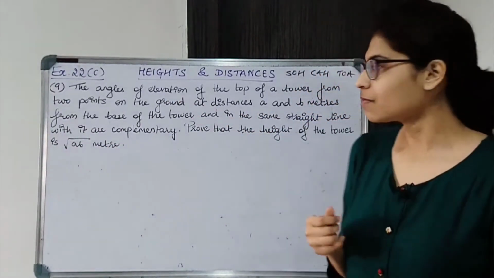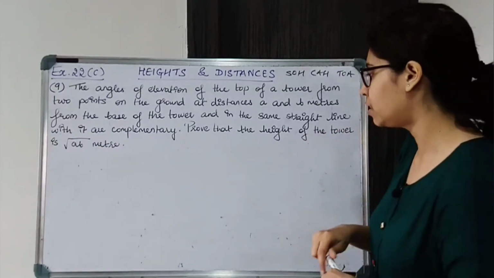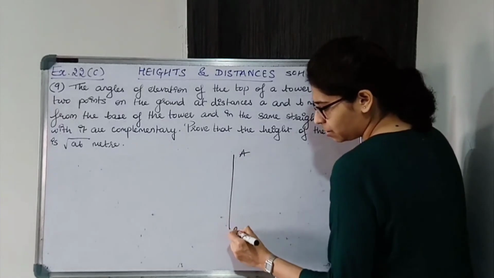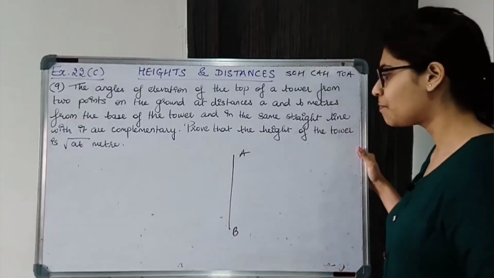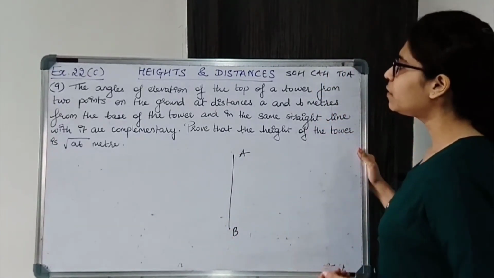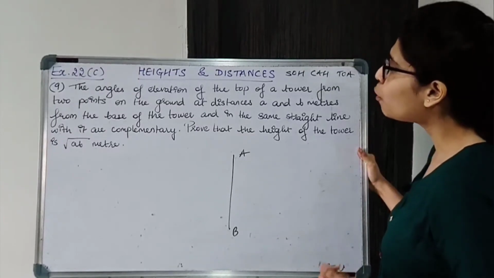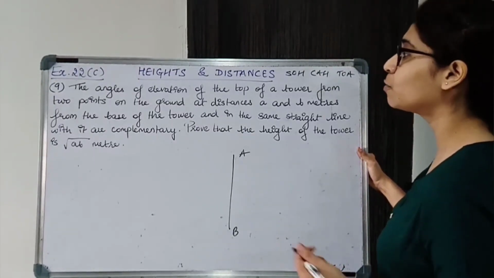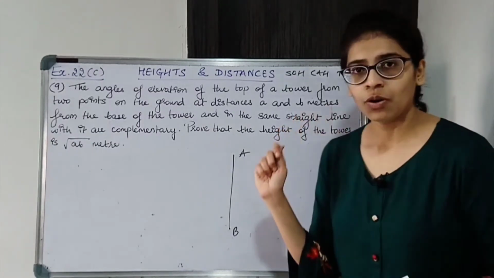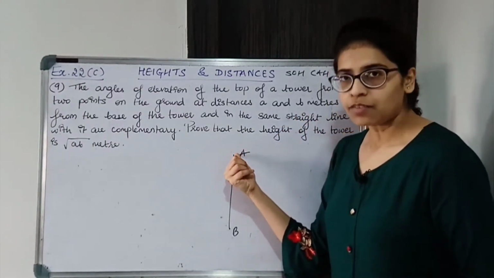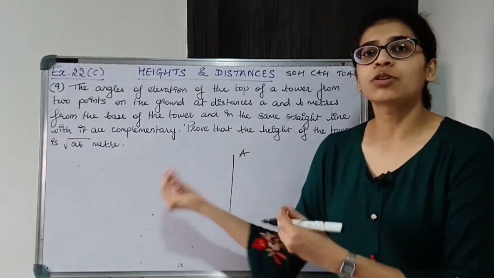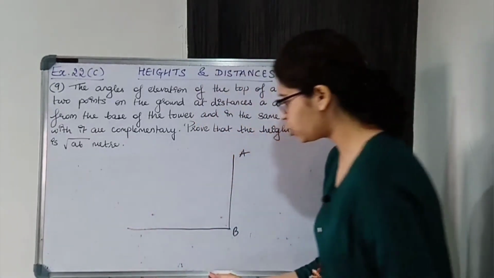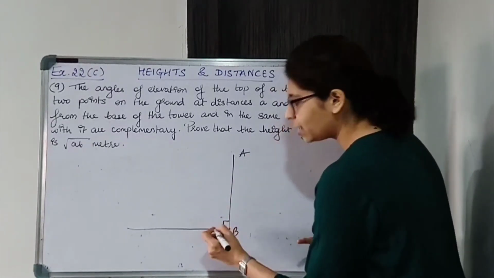Now, there is a tower, so let us draw the tower. Let AB represent the height of the tower. Now, the angles of elevation of the top of the tower from 2 points on the ground at distances A and B meters from the base of the tower. So, we are observing the top of the tower from 2 points on the ground. Okay? So there is a ground, so ground will be horizontal, this is vertical, so the angle will be 90 degrees.